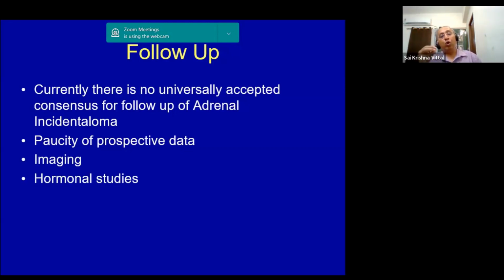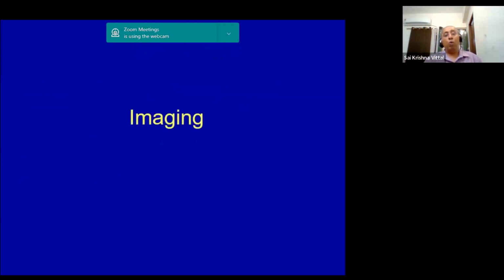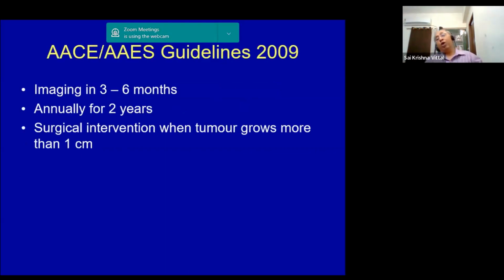You will once again do imaging and hormonal studies in your follow-up to determine how to carry forward. So what will you do in imaging? Here you have two guidelines which are commonly followed. One is the American Association of Clinical Endocrinology / AAES guidelines, which were postulated in 2009 and have not been updated. So I think they are a little bit outdated, according to me.